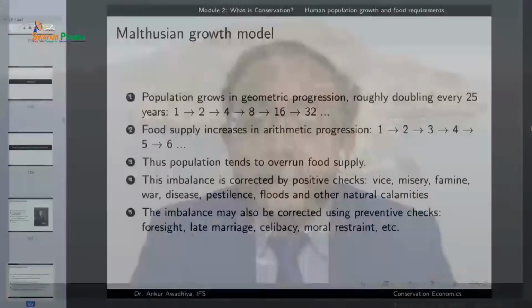And so in a short period of time, we are going to have a scarcity of resources. Now, when there is a scarcity of resources, there are two options available. One, we bring our population down ourselves by things such as population control, or by things such as late marriages or celibacy. Or the other option is that nature will bring the population down by itself by making use of things such as floods or diseases or pestilence. Now, the choice is with the people.